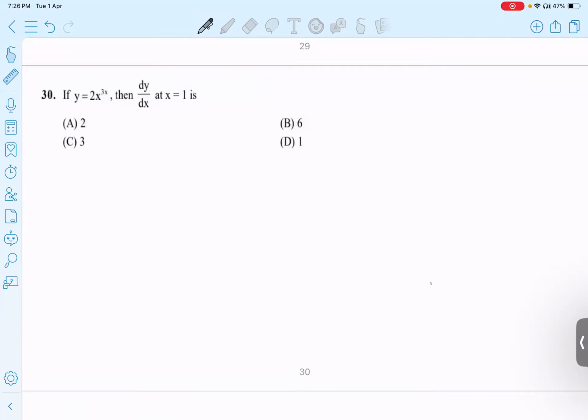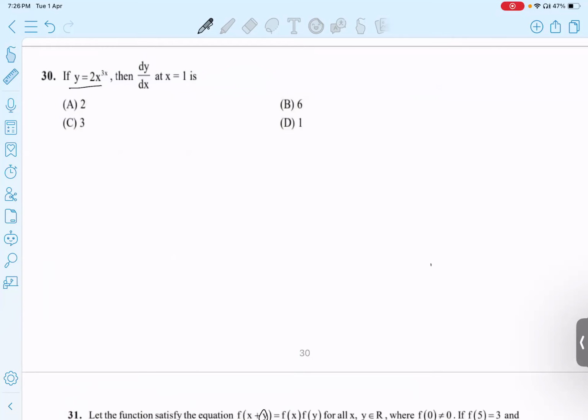30th question. Now, look at the question carefully. So y is equal to 2 into x to the power of 3x. It is not 2x whole to the power of 3x. They have given the power only for x, not for 2. 2 is separated. If we miss that, we'll get a wrong answer. Okay, so now we have to separately write this 2 into x to the power of 3x. Now, function to the power of a function. Always remember, whenever we have function to the power of function, we have to apply log on both the sides.